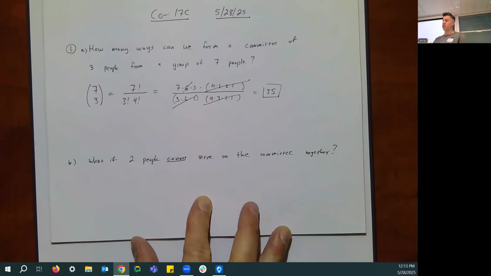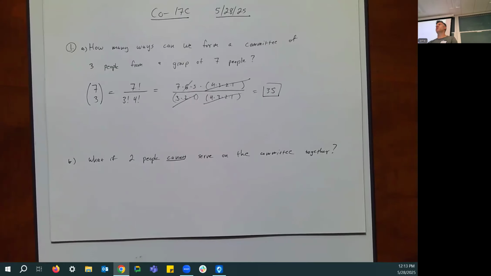The next question is a little more interesting. What if there are 2 of these 7 people that cannot serve on the committee together? Maybe there's a husband and wife in this group of 7 people and they're not allowed to be on the committee together because of time constraints, and one of them has to drive their children somewhere. So there are 2 people that can't be on the committee together. What do we do now?